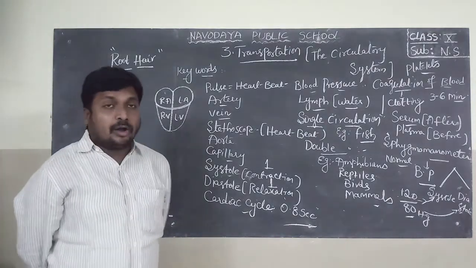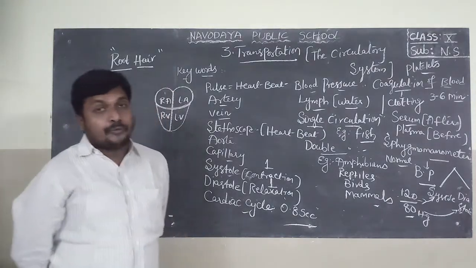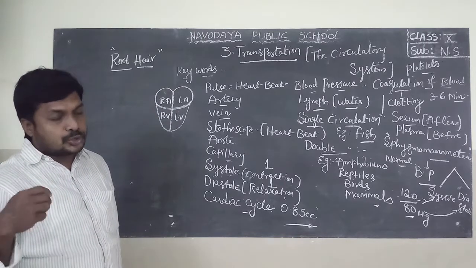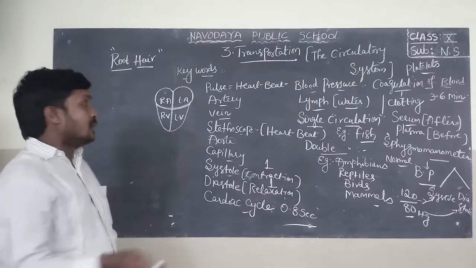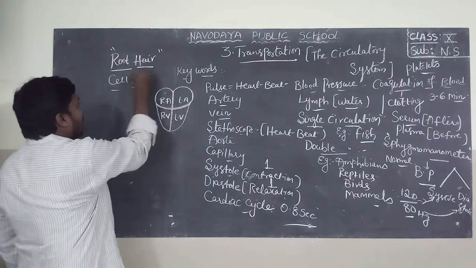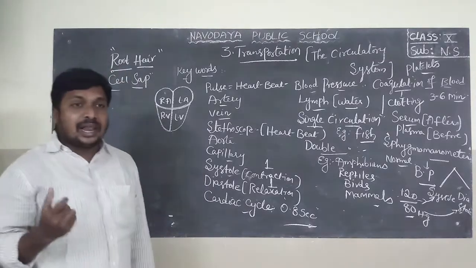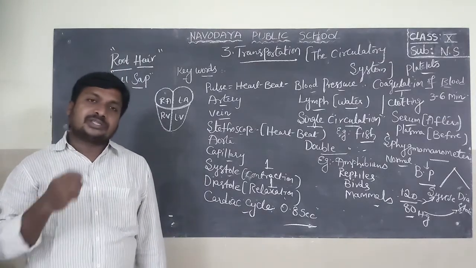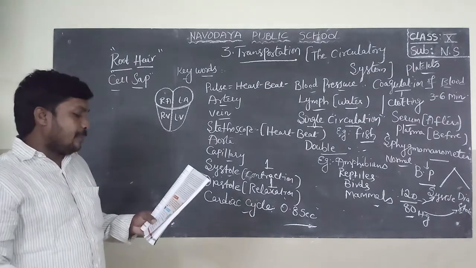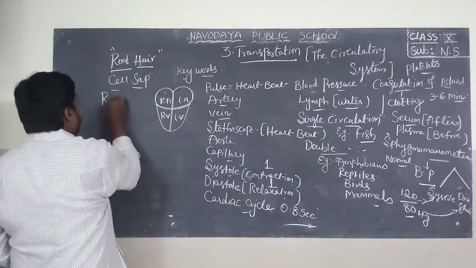Already I explained the LS of root hair and how water is transported from soil to all parts of the plant, and also I explained about cell sap, very important, cell sap. What is meant by cell sap? The first cell of root hair which contains concentrated salt solution is called root cell sap, that is called cell sap.